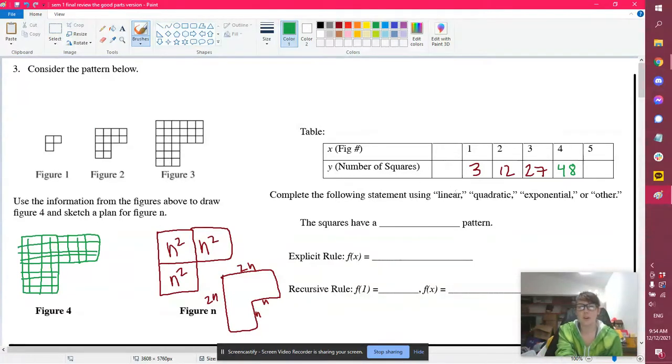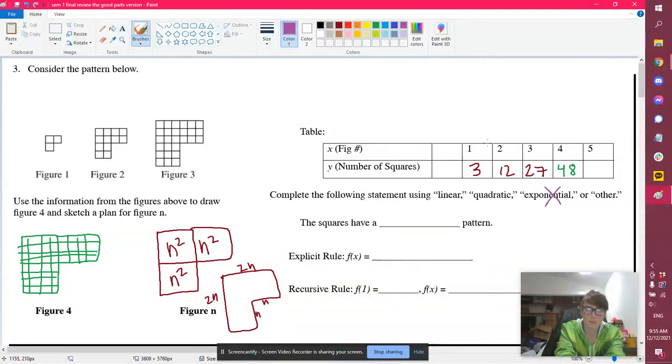We can now either find that it's linear, quadratic, exponential, or other for this pattern, or we can find the rule and then base it off of the rule. If we based it off of the table, what I would do is to see if it's exponential, I'd see if I multiplied or divided by the same number. Here, this is multiplying by 4. Is this also multiplying by 4? No. So it must have been that this was not exponential.